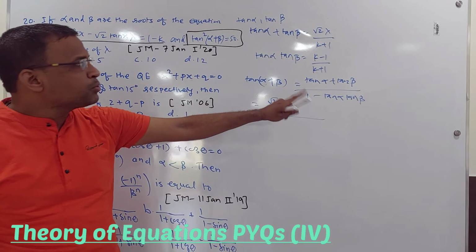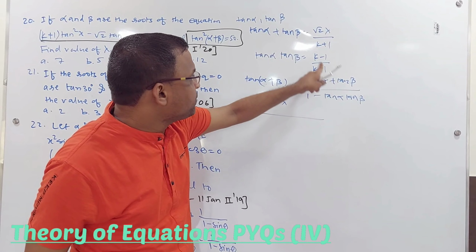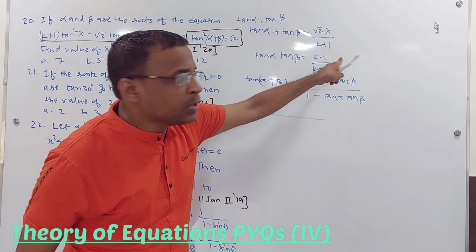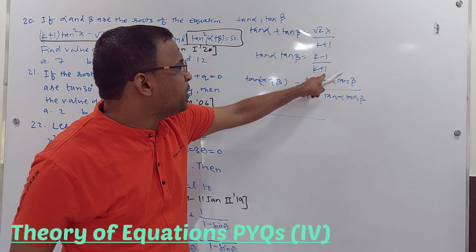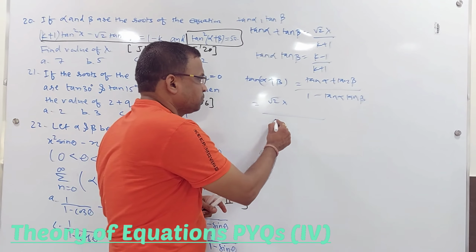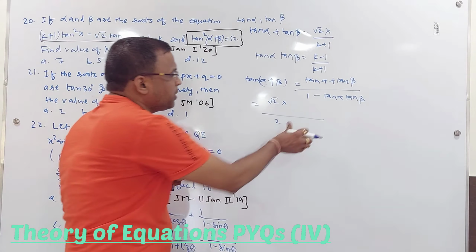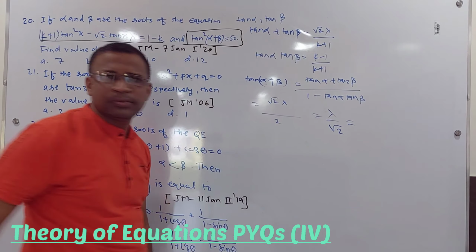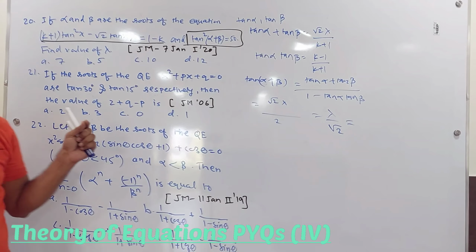Fine. So k plus 1 is going to be cancelled. 1 minus this, so k plus 1 minus k, so it's just 2. Fine. So ultimately you got it as lambda by root 2. That's it. Again, I can say that 32nd question.